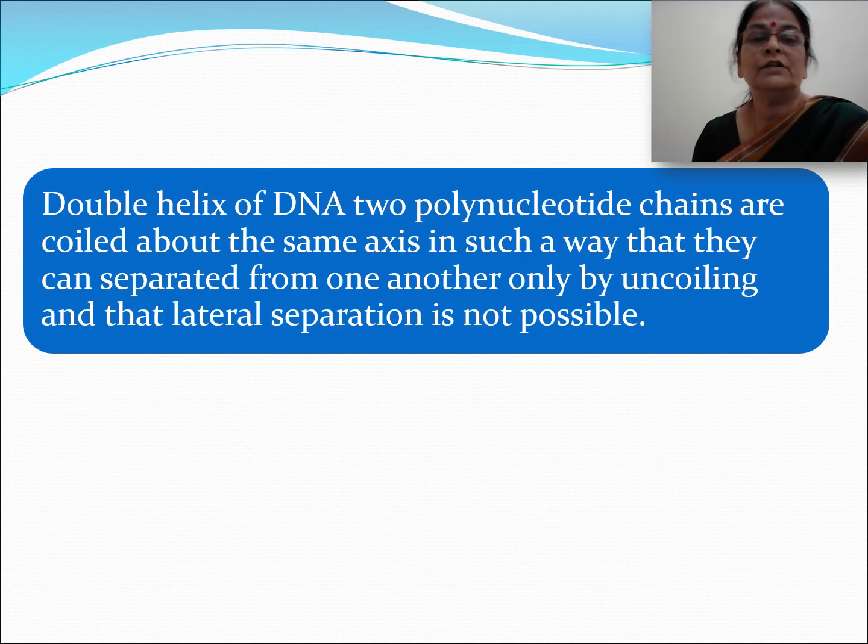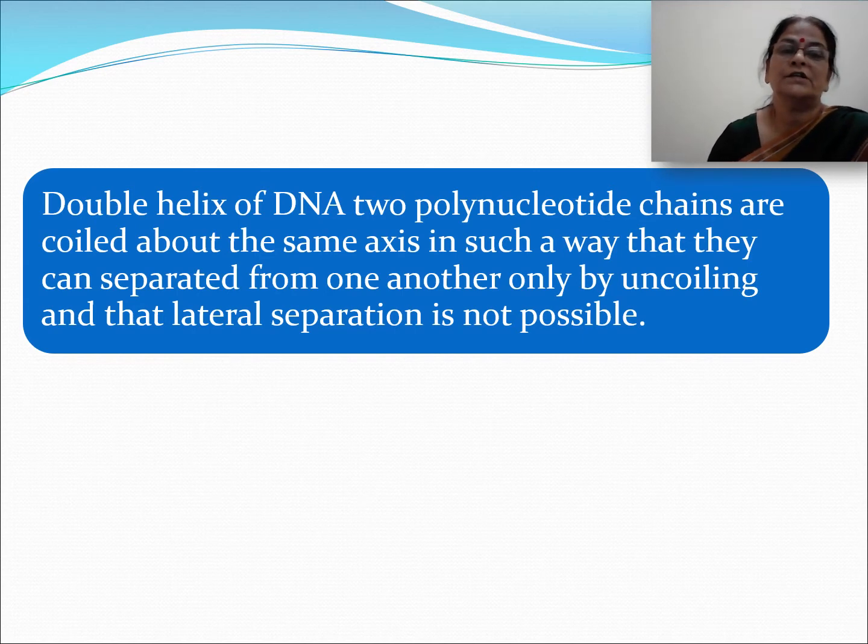Double helix of DNA: two polynucleotide chains are coiled. Now, what is there? This double helix of DNA, क्या है? Two polynucleotide chains are coiled about the same axis in such a way that they can separate from one another only by uncoiling, and lateral separation is not possible. आप दोनों polynucleotide chains को खींचकर बाहर नहीं निकाल सकते, क्योंकि ये कैसा है? A double helical structure.